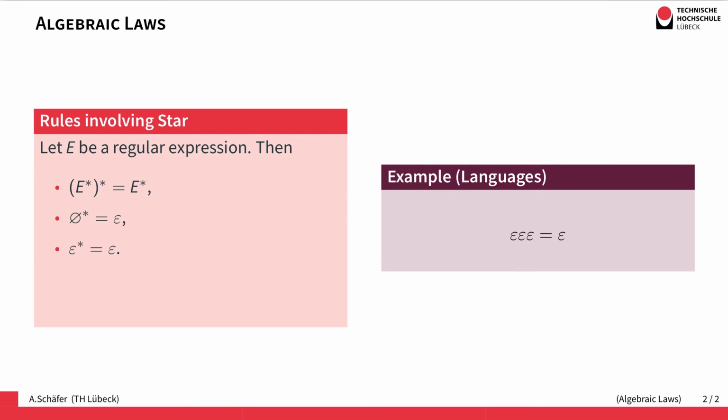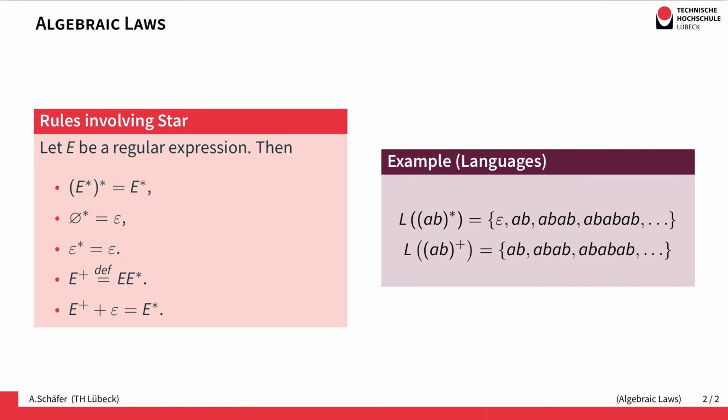No matter how many times we concatenate the empty word, nothing changes. Usually you have not only the Kleene star, but also the Kleene plus, which is defined just as the concatenation of E with E star. So in E star, we always have the empty word, the epsilon. If we don't want the epsilon, we can instead just use the Kleene plus, and then we get the set of all concatenations of words from the language without the epsilon.